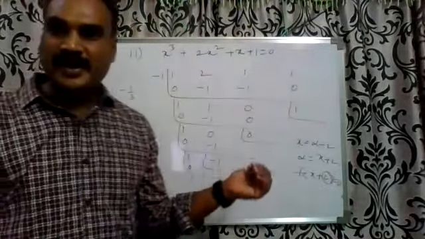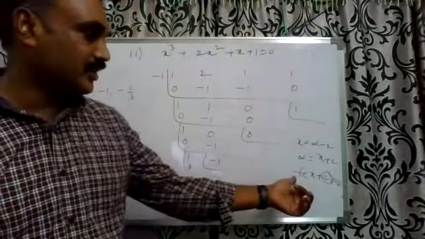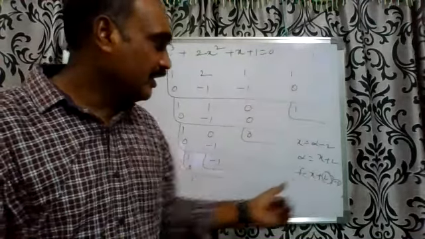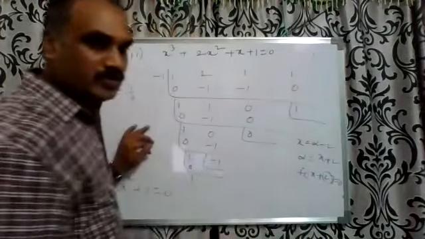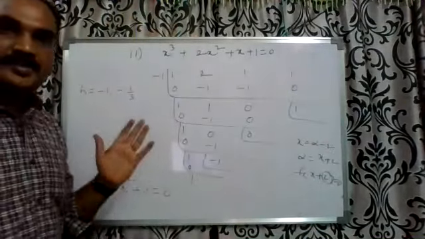So translate by minus 2, translate by 1. Diminished by 2 means f of x plus 2 is equal to 0. Diminished by 2. f of x plus 3, diminished by 3.